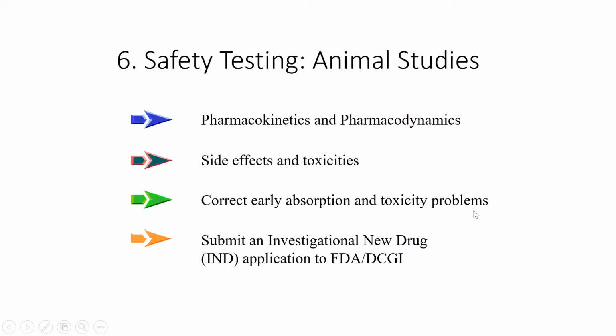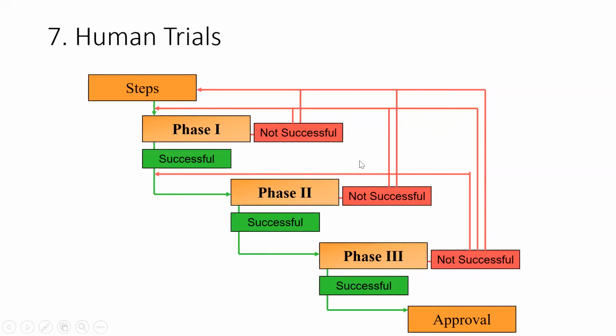If we have done successful animal studies and we got a permission, okay, FDA or DCGI ne bol diya ki theek hai aap trial kar lo, human trials kar lo. So how do we start? With phase 1, right? It's a graded process, one step by step.